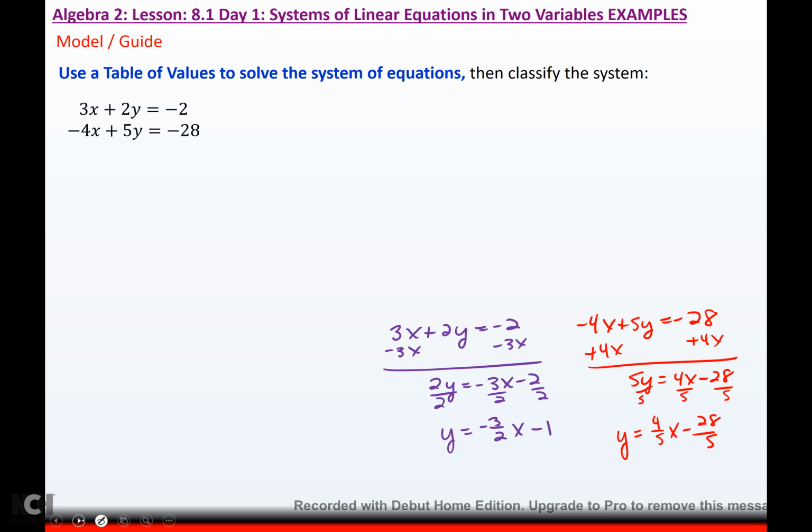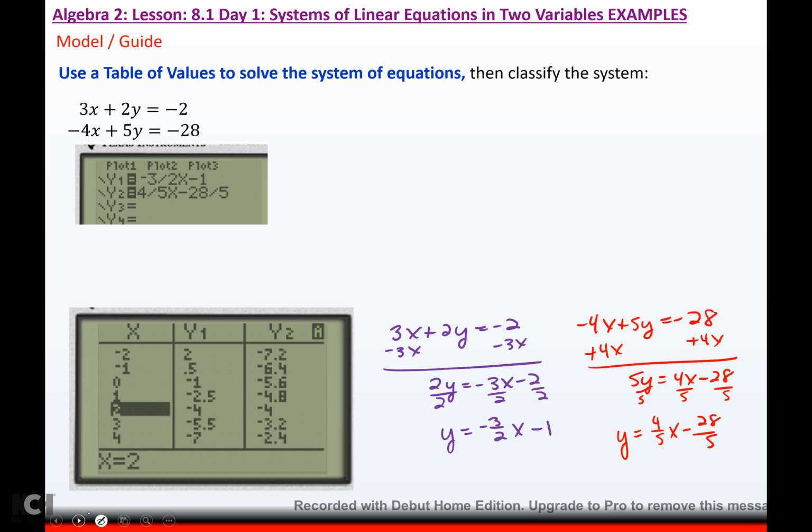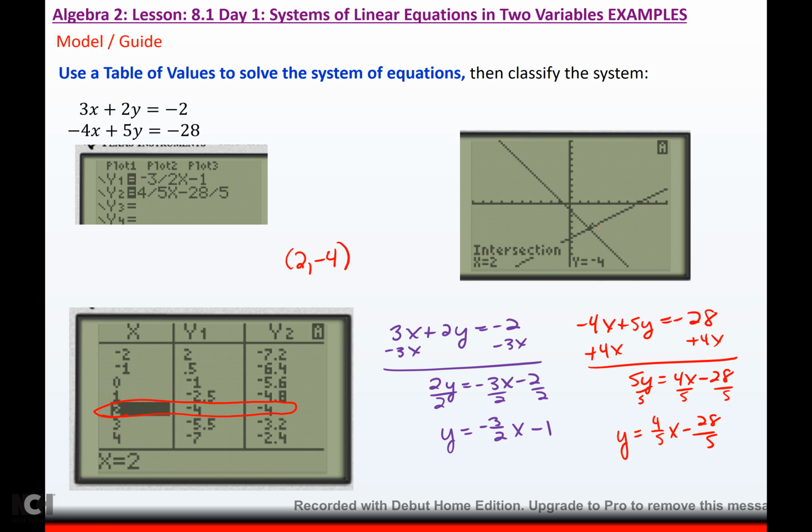So if I go to my calculator and I type those in, and I go to table and I start at negative 2, I found matching y coordinates right there. So my solution is going to be 2, negative 4. And I could check the graph, and sure enough, there she blows. Okay?